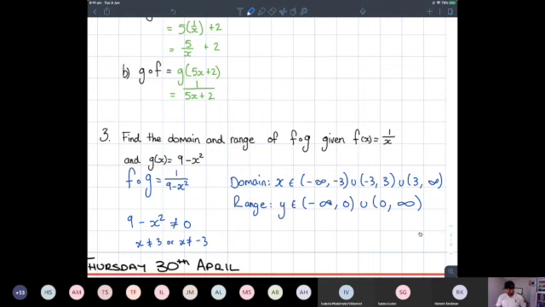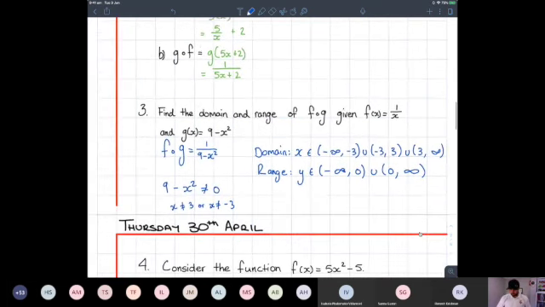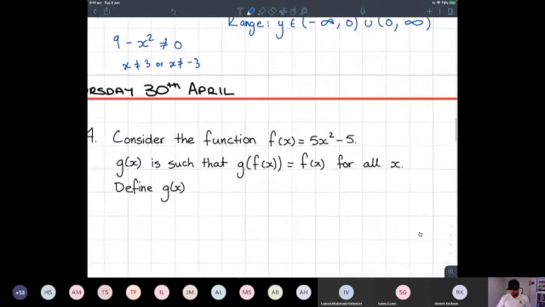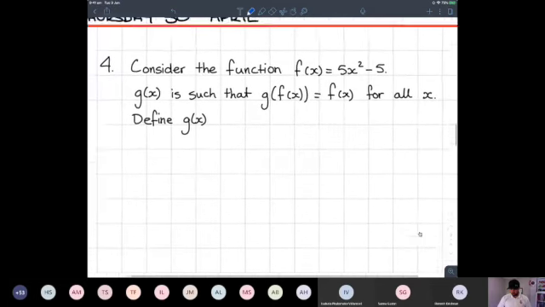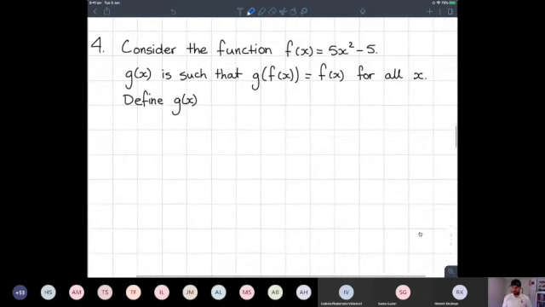So that's that one. What I was going to wrap up on was just one question here. I thought it was a nice one to think about, asking you to think a little bit more about how functions work. So you're given the function f of x is 5x squared minus 5.